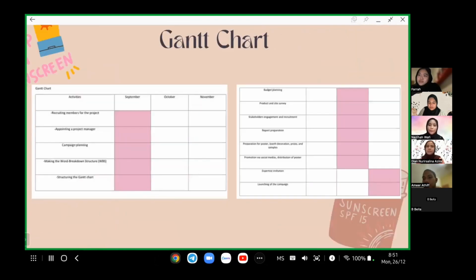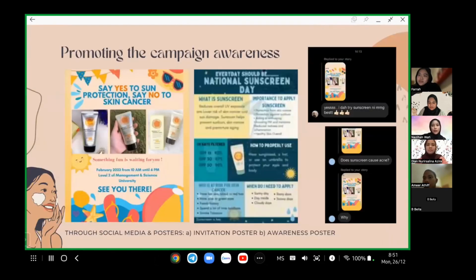So here we can see that we have prepared 2 slides. One is an invitation poster to invite MSUrians to come to our booth, and the second slide is an information poster just to raise awareness: basically the definition of sunscreen, what sunscreen is, why it is important for us to apply sunscreen, and the way we can use sunscreen effectively.